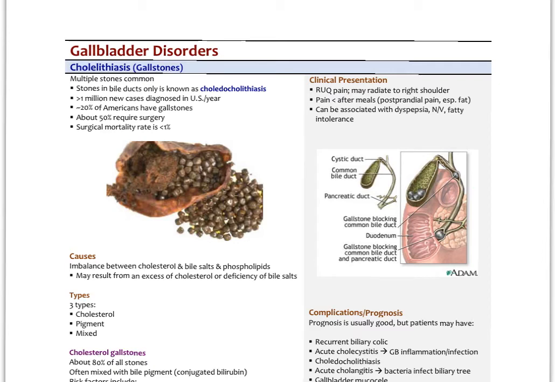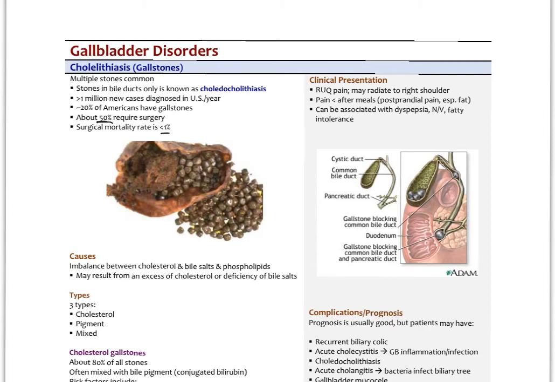There are over 1 million new cases diagnosed in the U.S. a year. About 20% of Americans, we think, actually have gallstones to some degree. The majority are asymptomatic, but about 50% will at some point need surgery. So this is a very, very common surgery. And the mortality rate at this point, with the new surgical techniques, laparoscopy usually, is less than 1%.